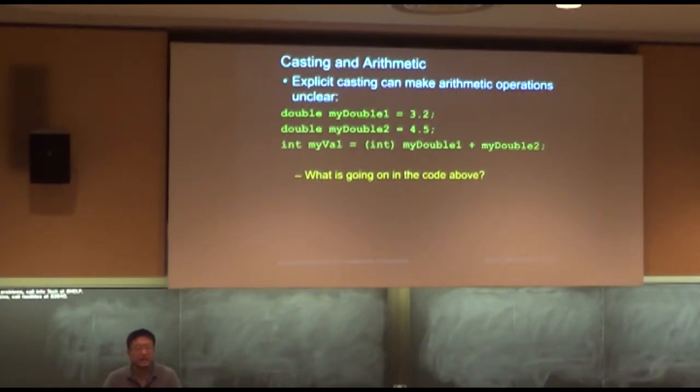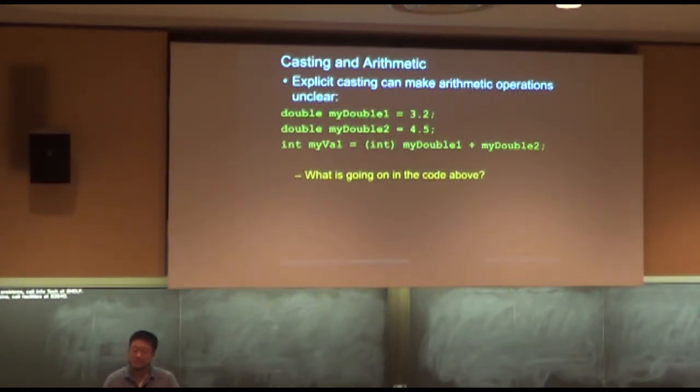Does anybody else want to take a crack at it? In the back? It's going to take myDouble1 and turn it into an int, and then it's going to add that to the double, so you're going to get an answer of 7.5. You're overlooking a step, and that's leading you slightly astray. But you had the conversion correct, yes?